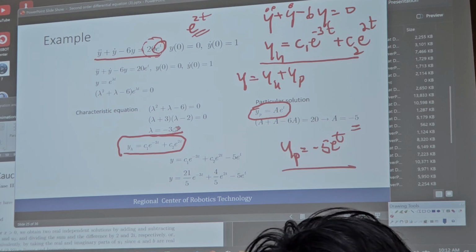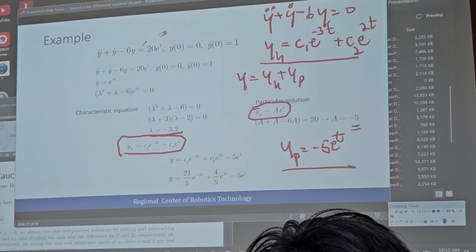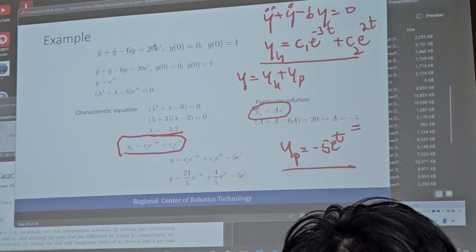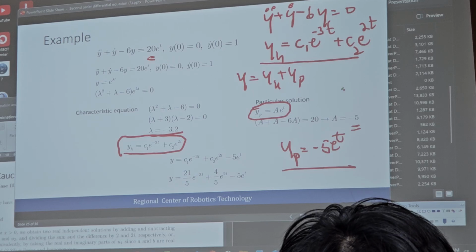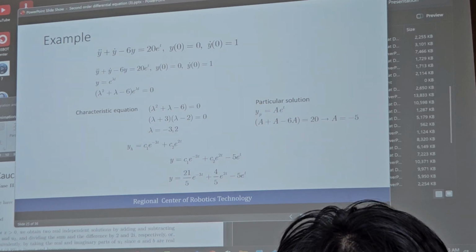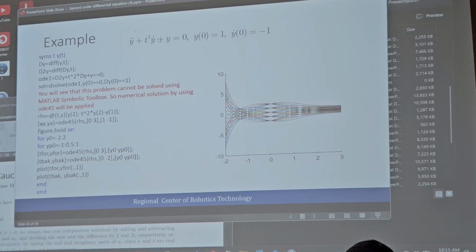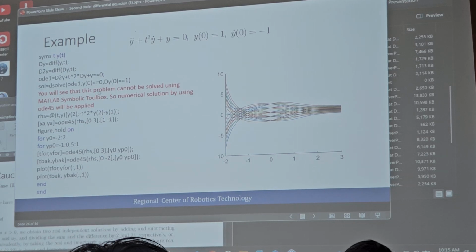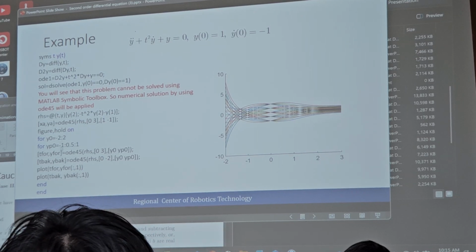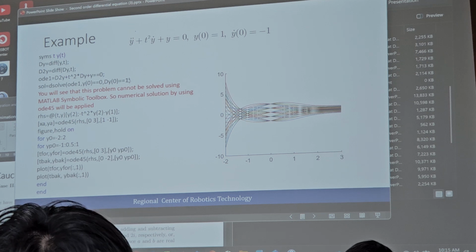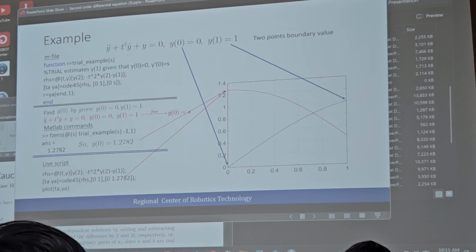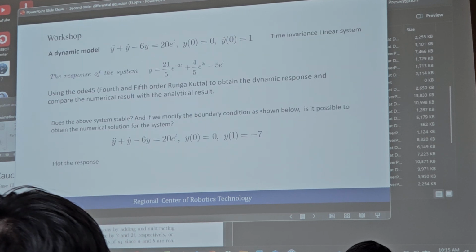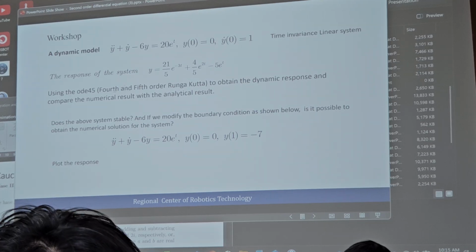It's not the same as this one, you see. So in this case, you can assume your particular solution to this form. Or you can solve this one. I'll show you, you can use MATLAB to solve. If you want to solve whatever, change some of the parameters. That's just more detail anyway.